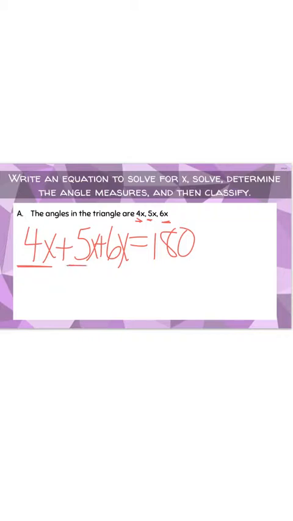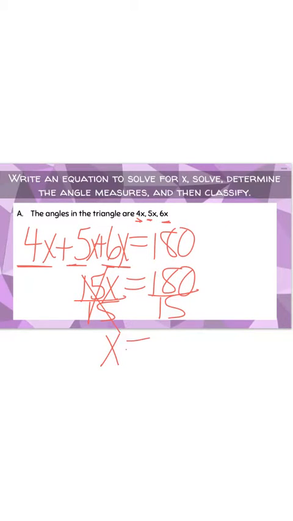Because all three of them have an x in them, we can combine like terms and add them all together. So 4 plus 5 is 9, 9 plus 6 is 15. Keep our x, it's equal to 180 degrees. Now, to get rid of the 15, we would divide by 15 on both sides. That leaves us with x equals 180 divided by 15, which is 12 degrees.